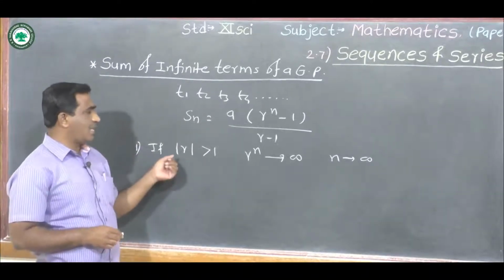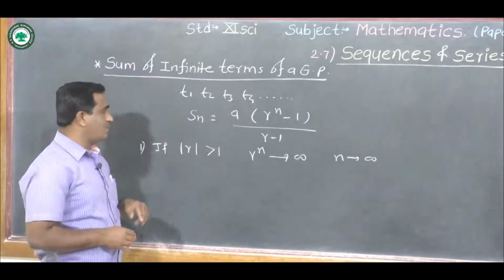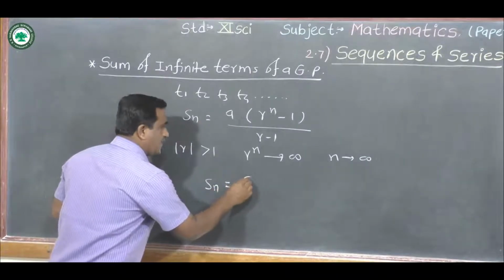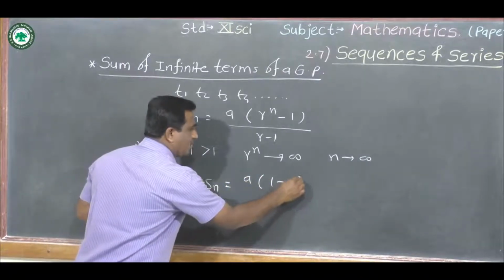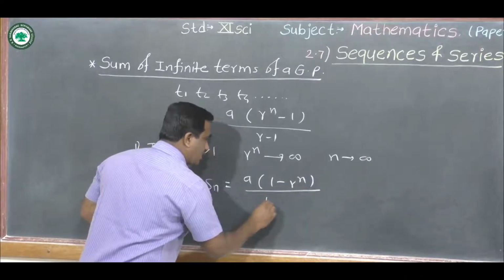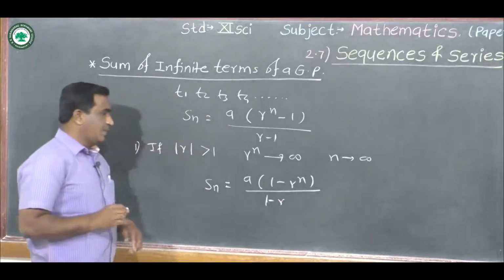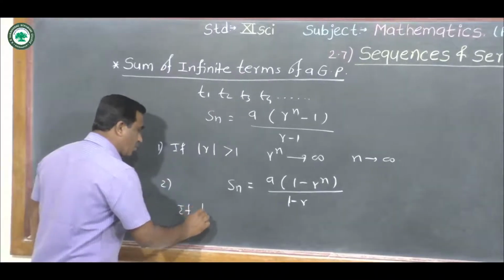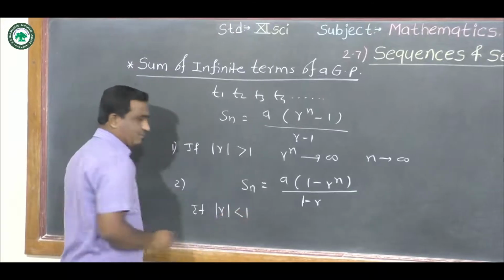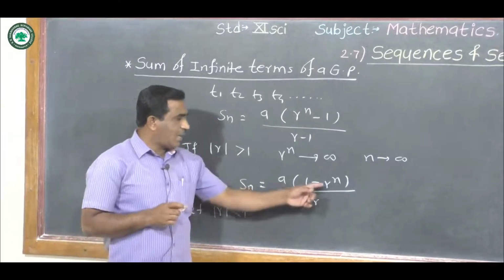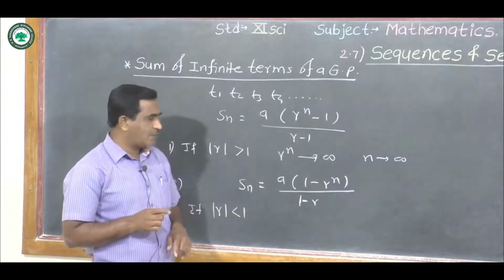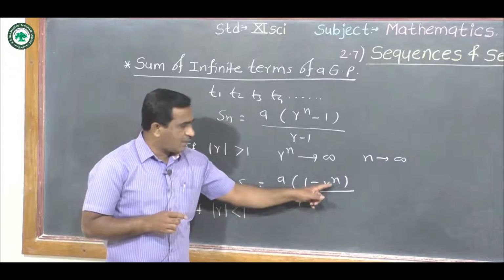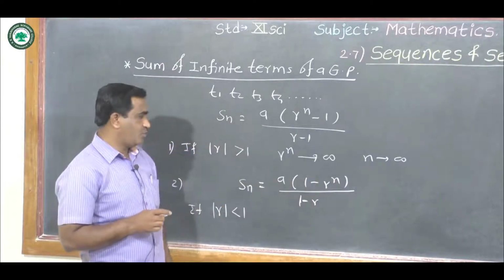Again we know that when r is less than 1, then the sum of the first n terms of a geometric progression is Sn equal to a into 1 minus r raised to n upon 1 minus r. Okay, that is, in the second case, if modulus of r is less than 1 and when n tends to infinity, this term r raised to n tends to 0.